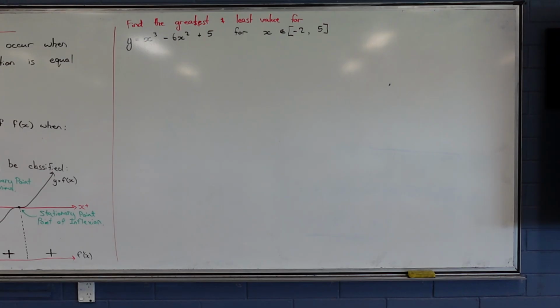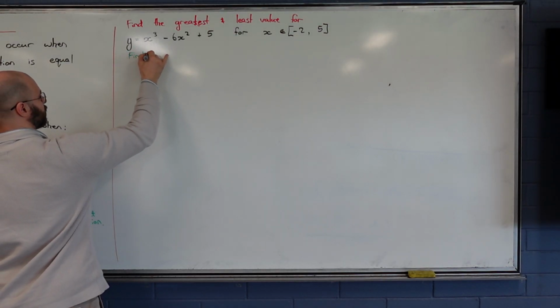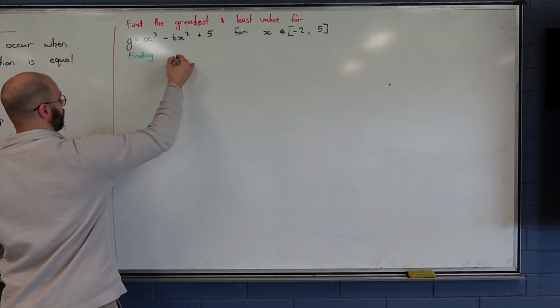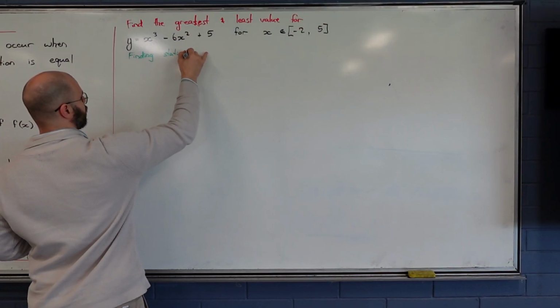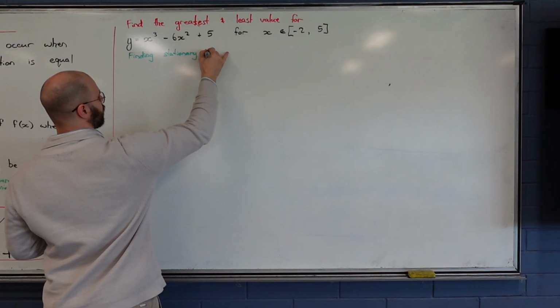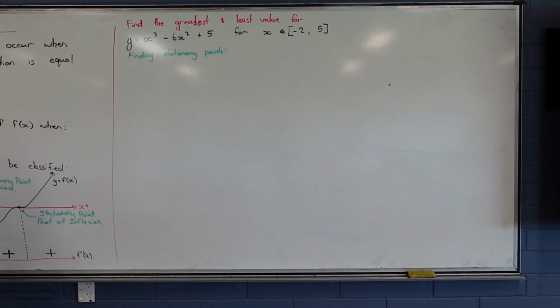Probably. Yeah, probably. What could we do to find the stationary points? Is there a rule for it? Is there some sort of rule we could use to find stationary points? We could maybe find the derivative and set it equal to 0.